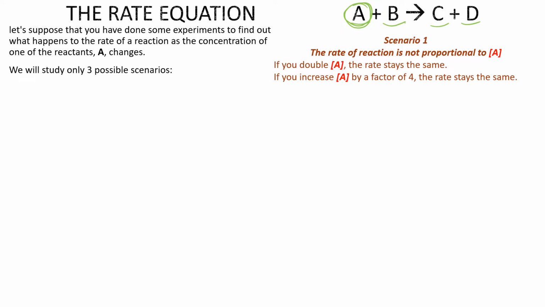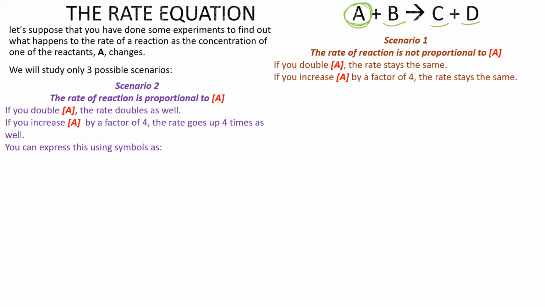Scenario number 1. You increase the concentration of A, nothing happens to the rate. Double the concentration of A, nothing happens to the rate. Increase the concentration of A by a factor of 4, nothing happens to the rate. So here we can say that the concentration of reactant A is not affecting the rate, because when we changed this concentration, nothing happened to the rate. So the rate of reaction is not proportional to the concentration of A. This is our first scenario.